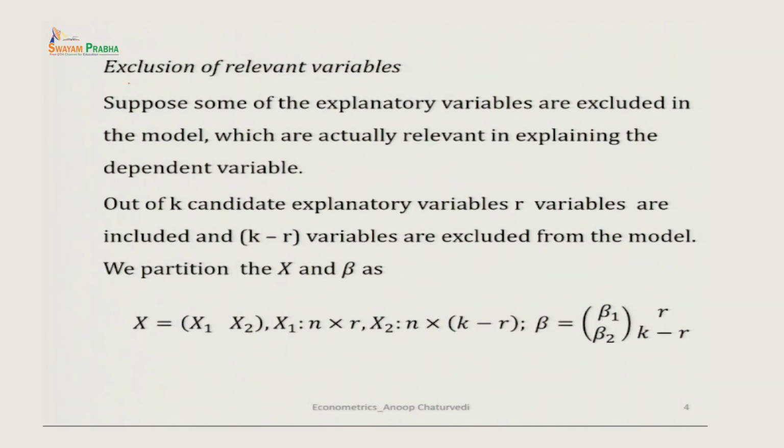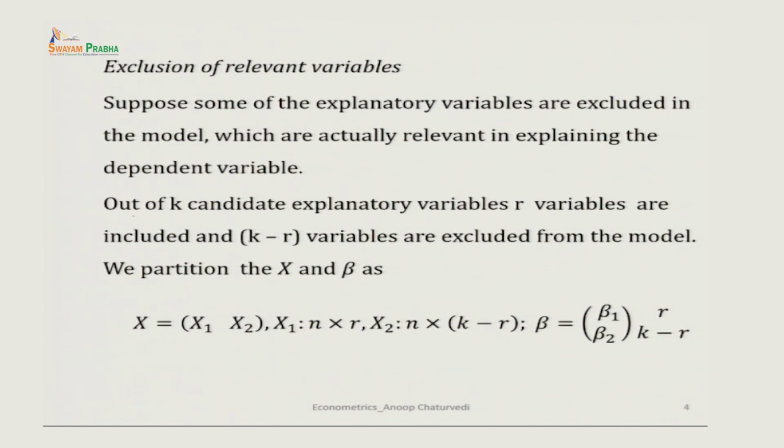Now, first we consider the problem of exclusion of relevant variables. Suppose some of the explanatory variables are excluded in the model, which are actually relevant in explaining the dependent variable. Explaining the dependent variable means explaining the variability of the dependent variable. So, these explanatory variables which are excluded from the model have information about the dependent variable. So, definitely you are going to lose some information.